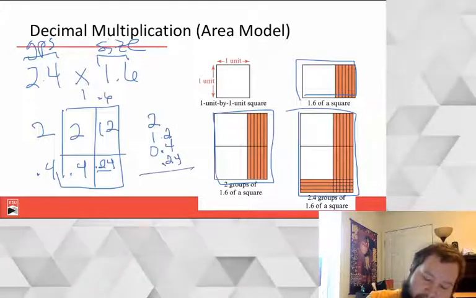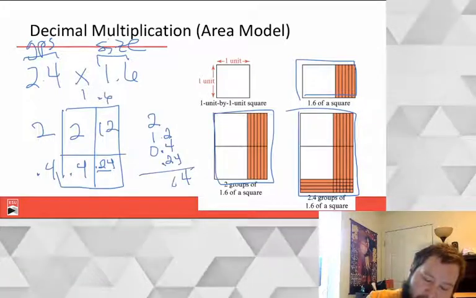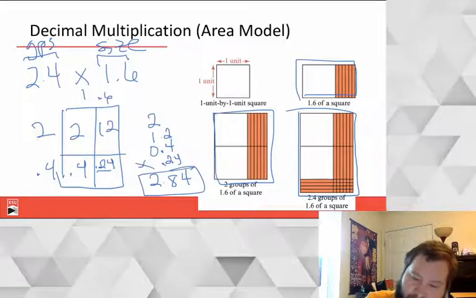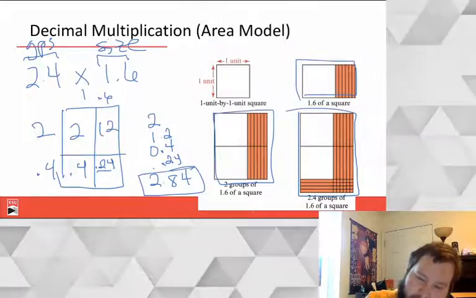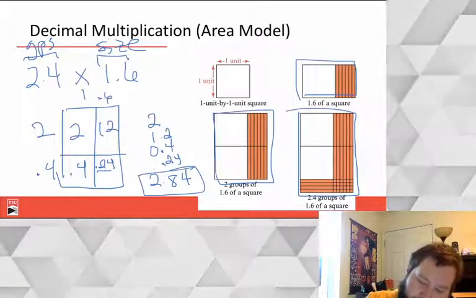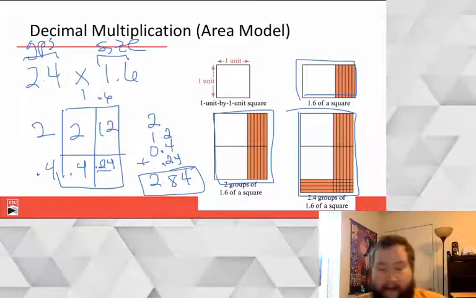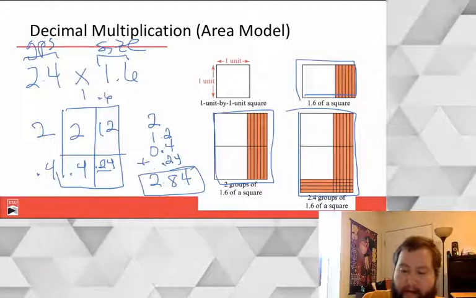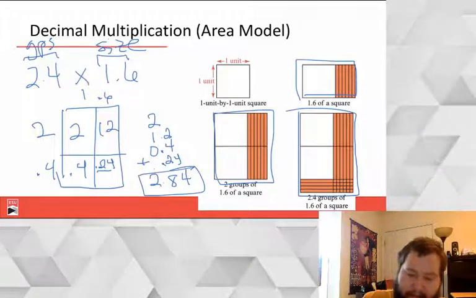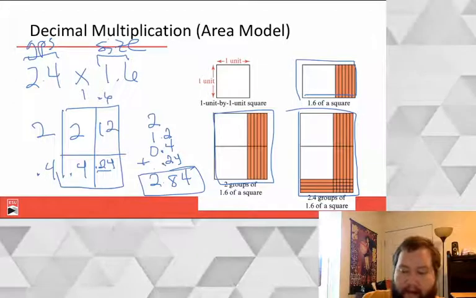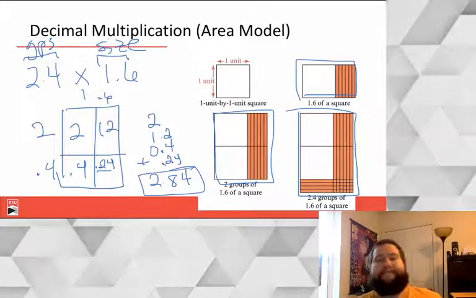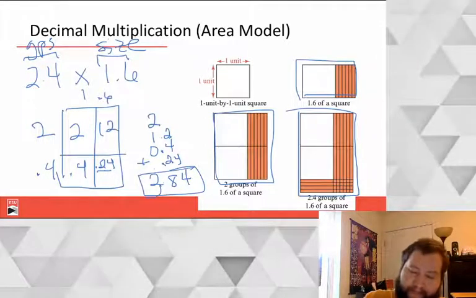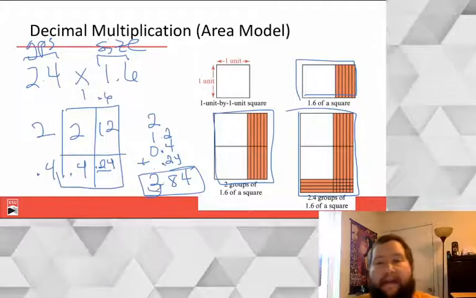Add down 4, 8, 2.84. And because that's not multiplication, that is addition. And because we have our handy dandy calculator, it never hurts to double check your work. So go ahead and pull out your calculator. Take 1.6 times 2.4 and 3.84. What did I do wrong? 2 plus 1 is 3, not 2. That's all. I just added incorrectly.